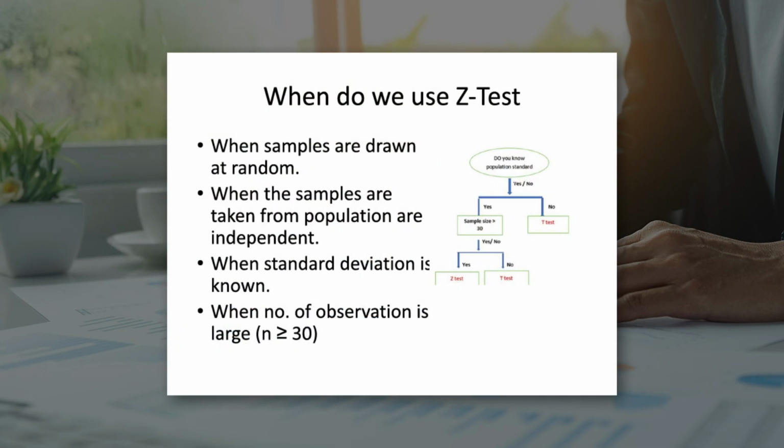So when do we use Z test? When samples are drawn at random, when samples taken from population are independent, and when standard deviation is known. So when number of observation is large, that is n is greater than or equal to 30. So this is the thumb rule which we have to follow always as far as application of Z test is concerned.